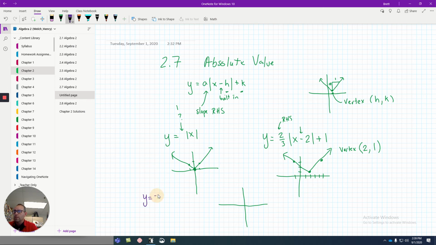So let's look at y equals negative 1/2 absolute value of x plus 1 minus 3. First thing I always want to do is find the vertex. Now, when we talked about it over here, we said that this negative is built into the problem. It's not part of the number. I come over here, and I notice there's not a minus sign anymore.